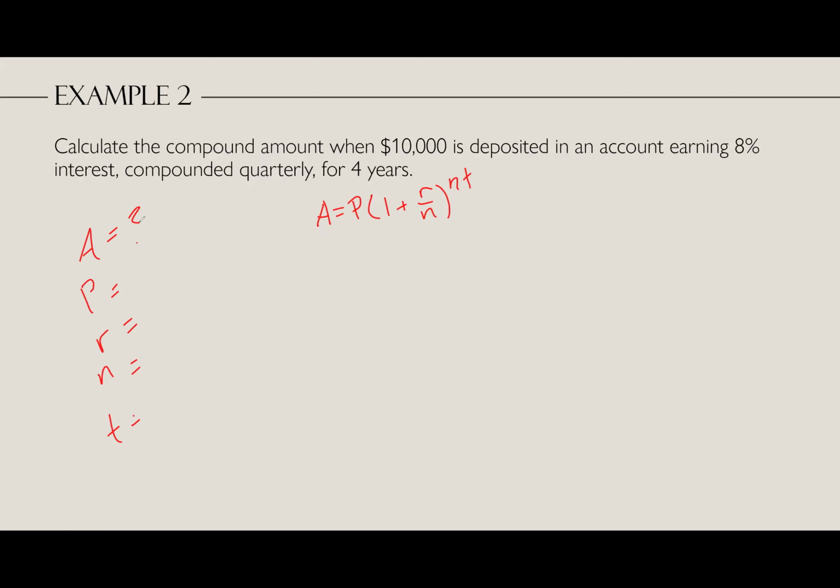So let's go down the list. P, what is my principal? Well, my principal in this case is the $10,000. What's my interest rate? Well, this account is 8% or 0.08. Next, let's look at N. How many times per year am I being compounded? Well, here it says compounded quarterly. And we know quarterly means 4 times a year. So N is 4. Lastly is T. What's my time? Well, here I'm waiting for 4 years.